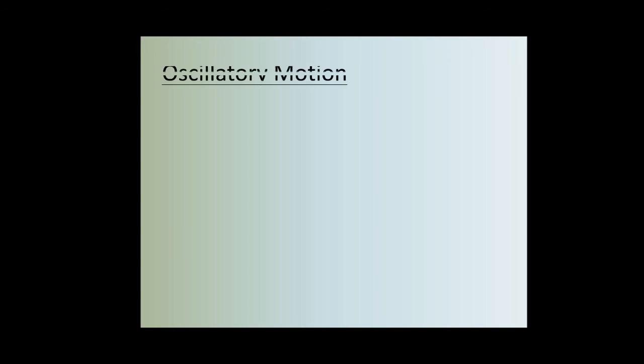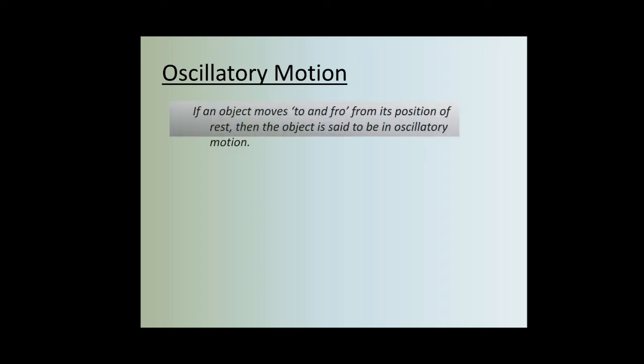Now next we will discuss the oscillatory motion. Oscillatory motion, let's read the definition first. If an object moves to and fro from its position of rest, then the object is said to be in oscillatory motion. Now first we have to understand what is to and fro motion.